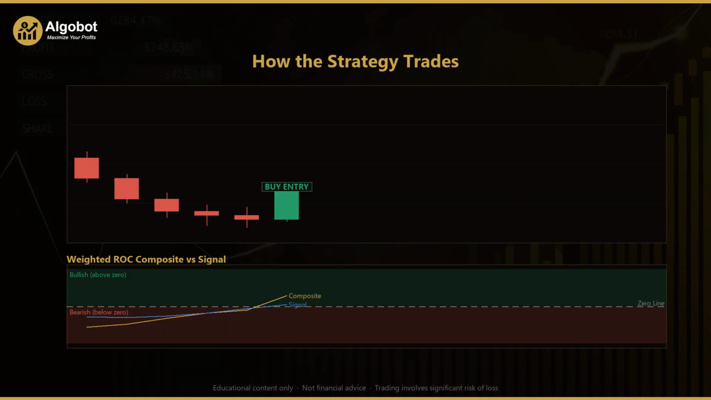This is the moment the strategy is watching for, but it does not step in yet. Remember the zero line gate. Even as the composite climbs, it is still on the bearish side of zero, so no long is allowed.